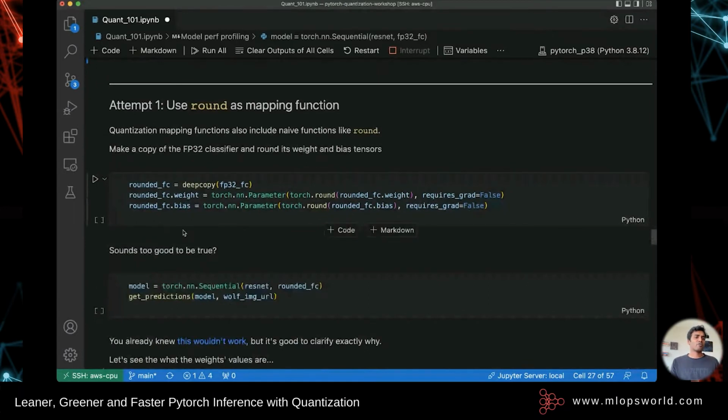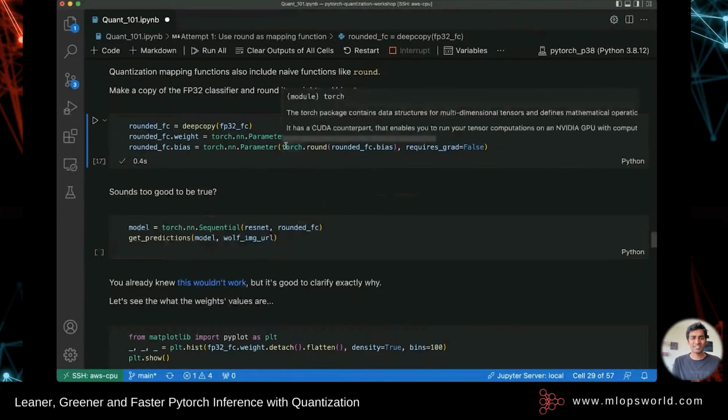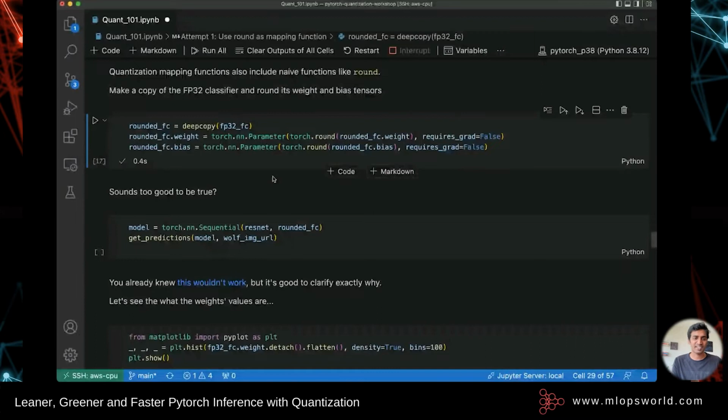So we're going to first try to use rounding as the mapping function to quantize the final layer, the classifier. You remember that we went through this, and even the round is a quantization mapping function. So let's see how that works. What we're doing over here is we're replacing the final classifier's weight and bias with its rounded values. And that really does sound too good to be true. There's no free lunch, right? So just simply rounding the numbers, I don't think that's going to work, but let's see.